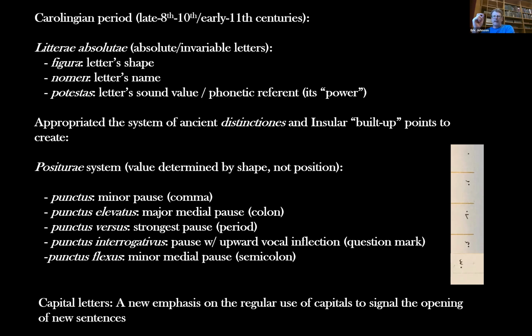The punctus elevatus, which looks a little bit like a period with either a right sweeping or a left sweeping swoosh. That is the punctus elevatus, and that's a major medial pause or a colon. The punctus versus, which is going to be your strongest pause, and that's a period symbol with like a backward 7 written underneath it. So that will be the period.